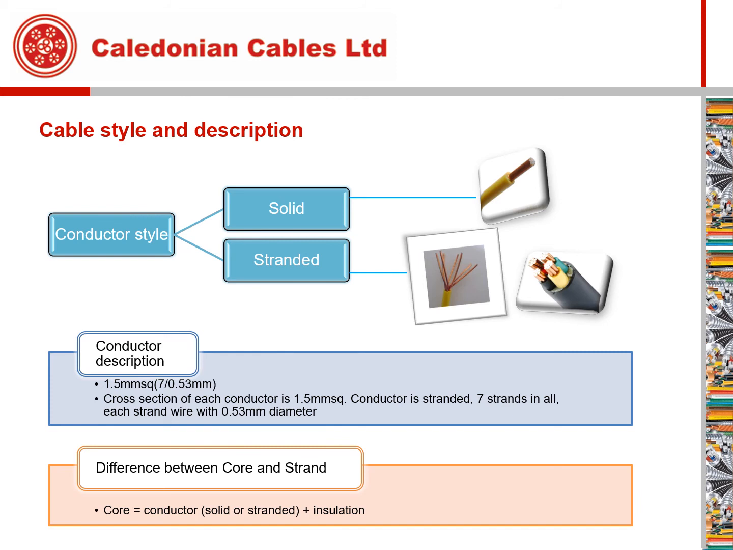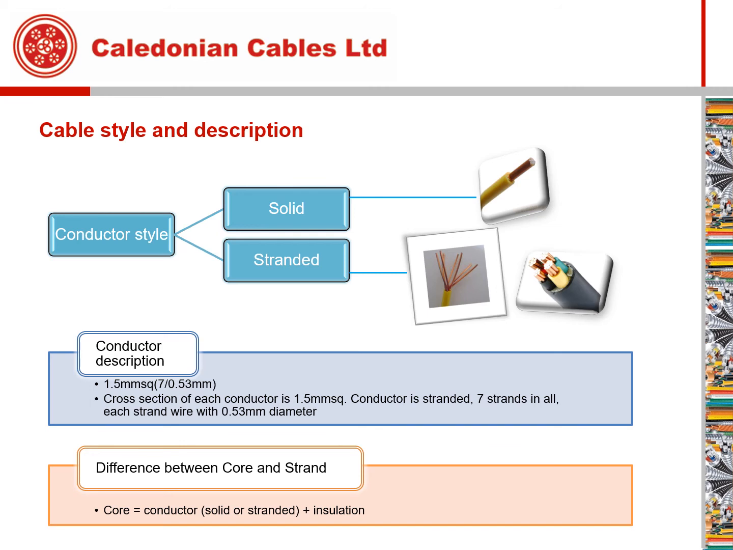In IEC 60228, class 1 is for solid conductor. Class 2, class 5, class 6 are for stranded conductor. Class 6 is the most flexible one. You can check the content of IEC 60228.